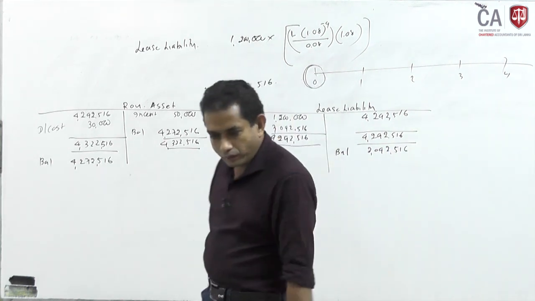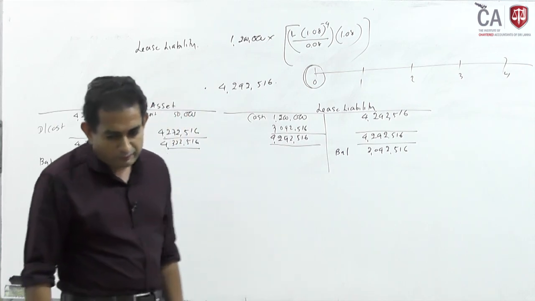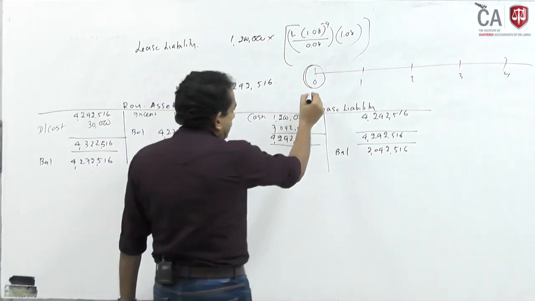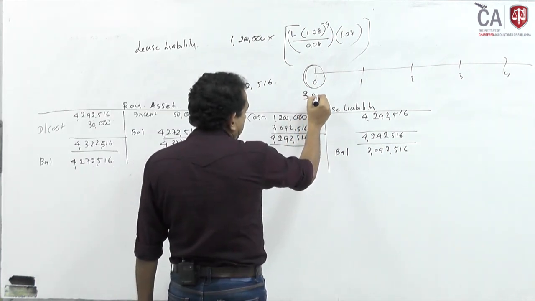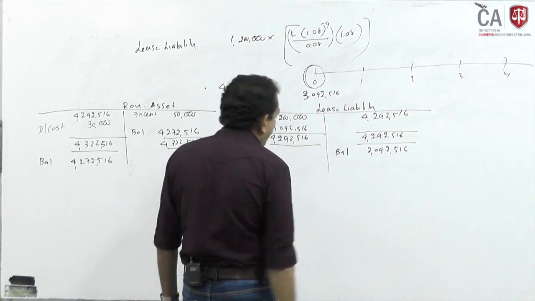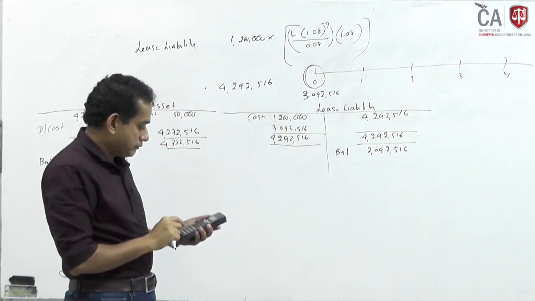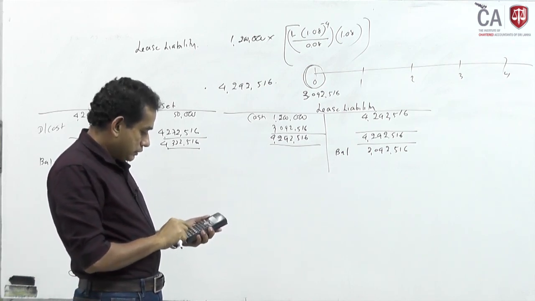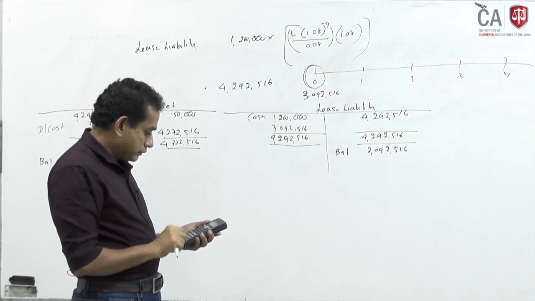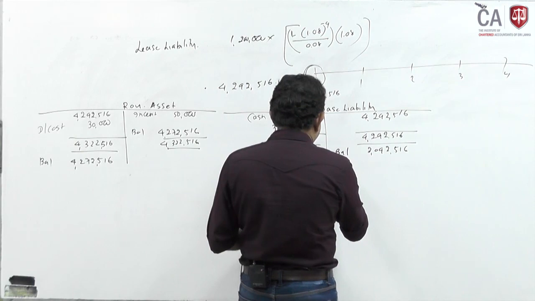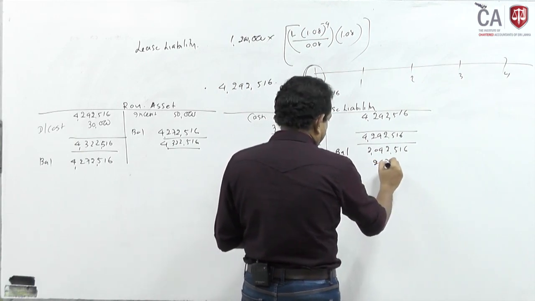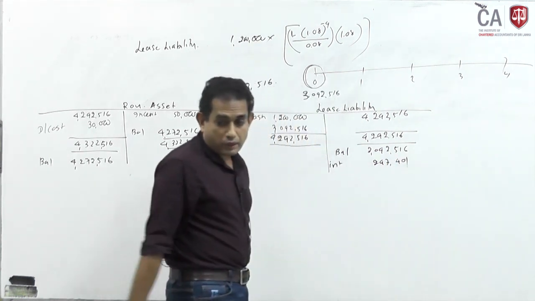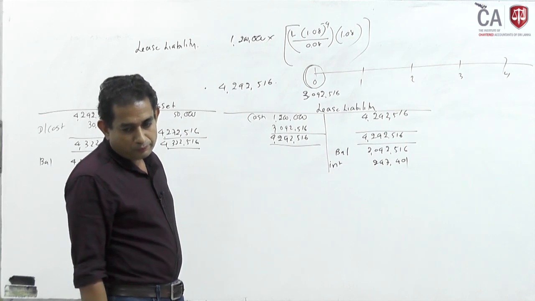3,092,516. And let us work out interest for the first year. This has to be the lease liability at this point, 3,092,516, and we will work out interest on this outstanding balance for the first year. 3,092,516 into 8%, interest has to be 247,401.